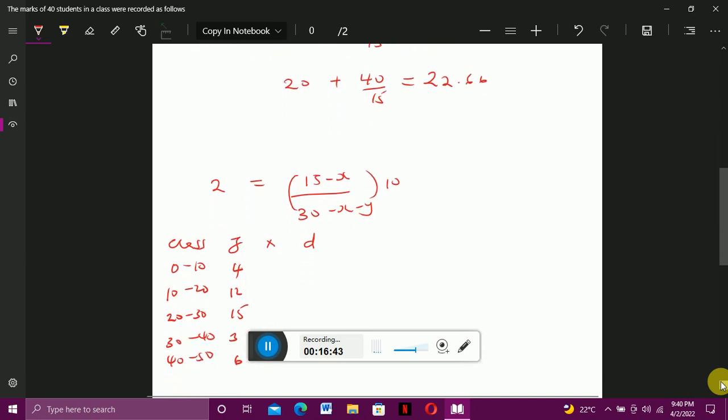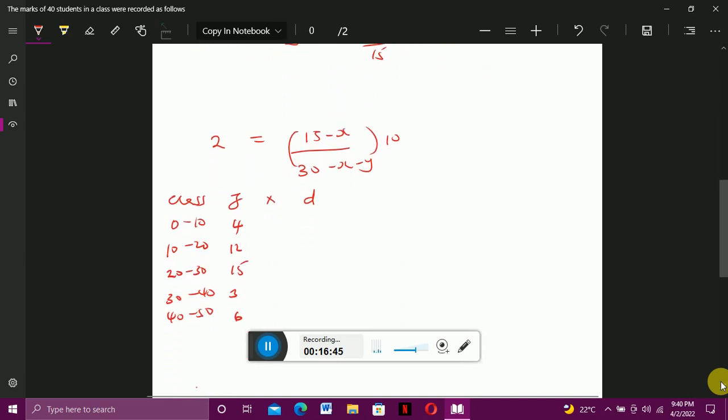So first of all, we write the midpoint of each class. The midpoint of the first class is 5, that is 0 plus 10 divided by 2. The midpoint of the other one is 15, 25, 35, 45. So we get the deviation of every x from 25. This gives us negative 20, negative 10, 0, 10, 20.